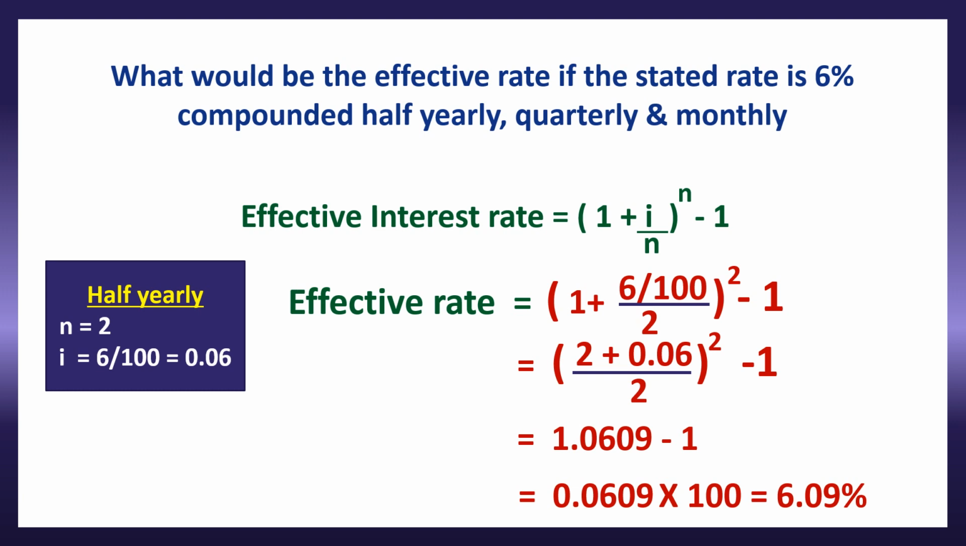Now look at the question. In the question, the amount is given with a stated interest of 6%, but actually the effective rate is coming to 6.09%. So even though the bank is stating that they are asking only 6%, when it is compounded half yearly, we are paying 6.09%.